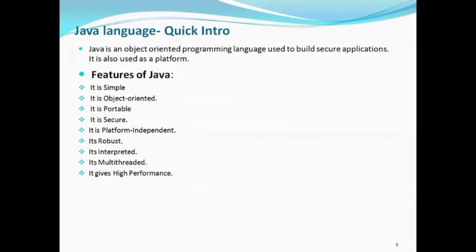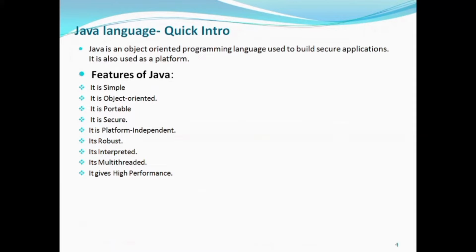So Java is an object-oriented programming language, and it is used to build secure applications. It is basically built with security in the background, so that we can have secure applications using Java. It's also used as a platform. So you might get confused when someone says is it a language or is it a platform? It is both.